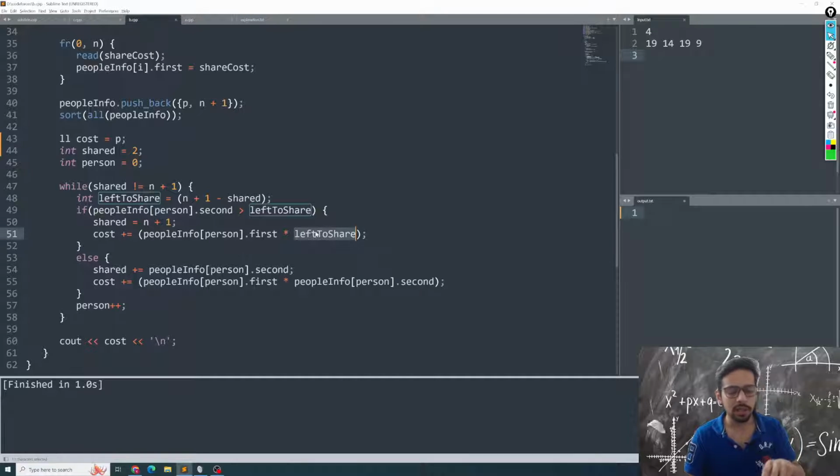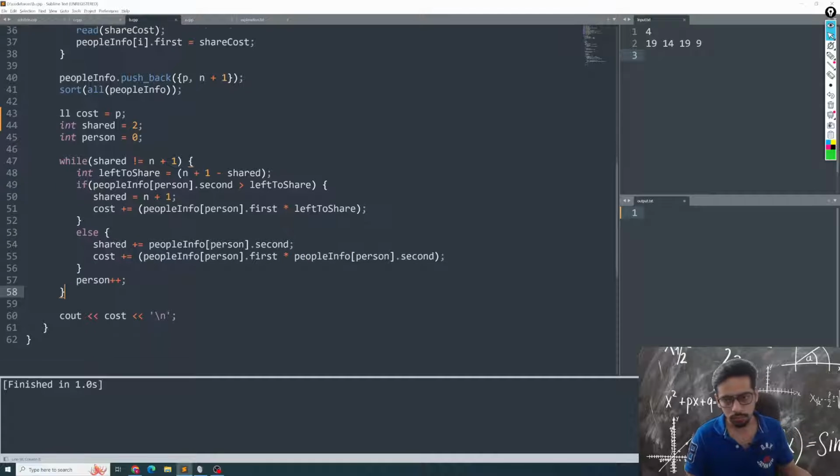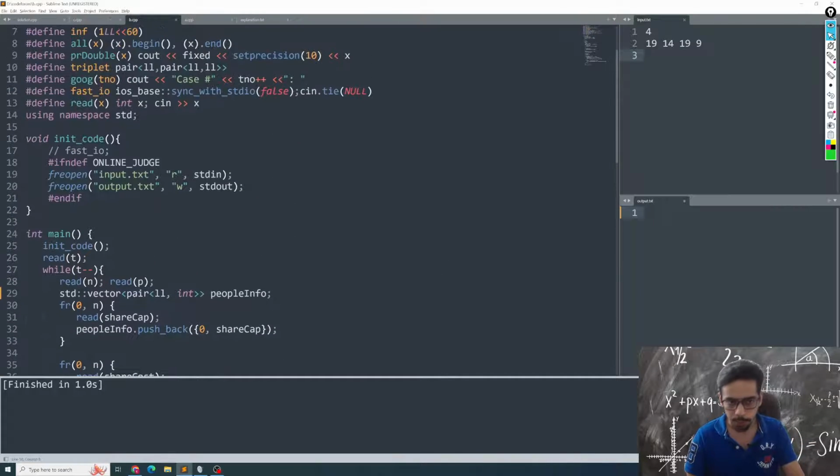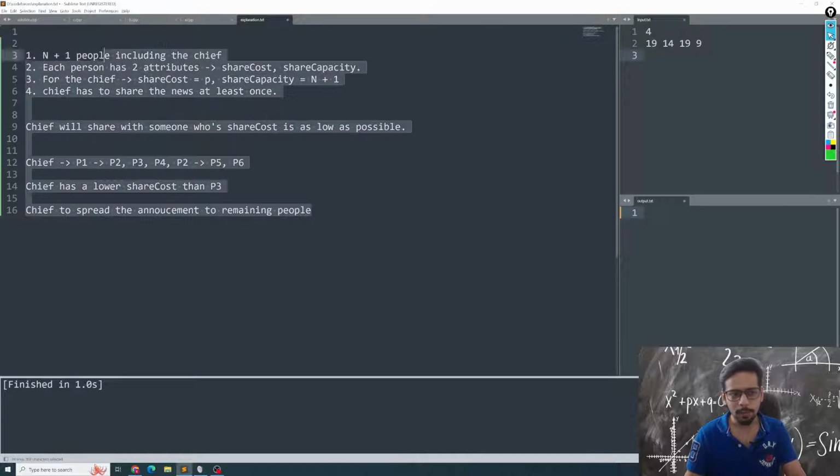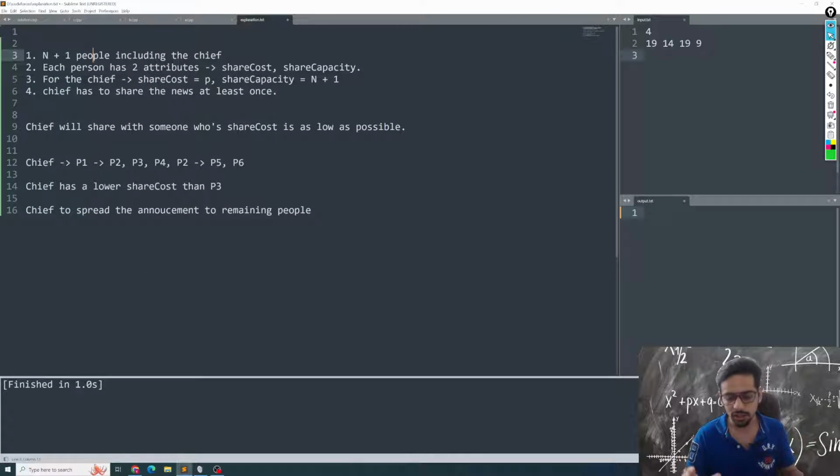Otherwise, if this person cannot share the news with everyone remaining, then simply the number of people who know this news will be plus equal to the share capacity of this person, and cost will be equal to the number of people they are sharing this news with, the share capacity times the share cost. That's all. So this would be the solution to B. I'll be moving forward to this problem C now. You can maybe pause here, try to digest the solution, and we'll start with the next problem now.